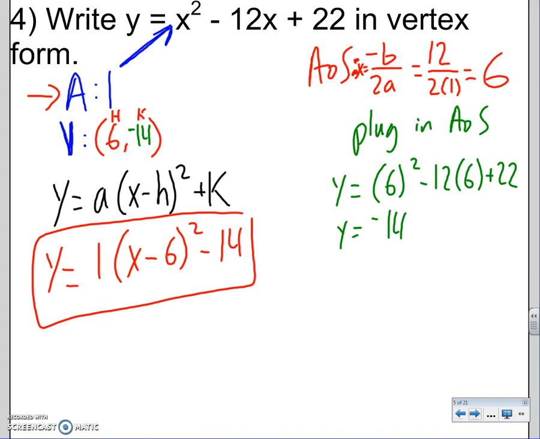Alright, and if you're ever unsure, you can just FOIL or double-check that out to see if it goes back to the other form.